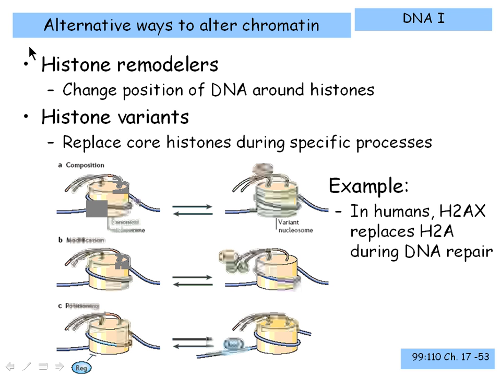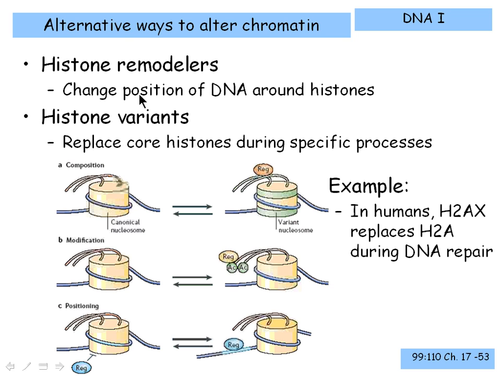So I said there are 3 different ways to alter chromatin structure. We just talked about histone modification. I'm going to go a little bit into the other 2, histone remodeling and histone variants, or the replacement of histone core proteins with histone variants. So I just talked about modification. Here's our nucleosome. We have our DNA wrapped around, and here are our histone tails that can be modified covalently.